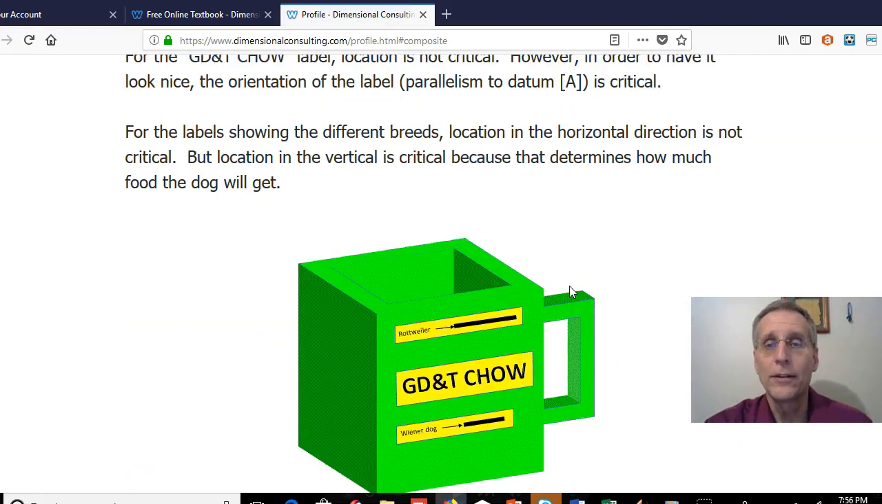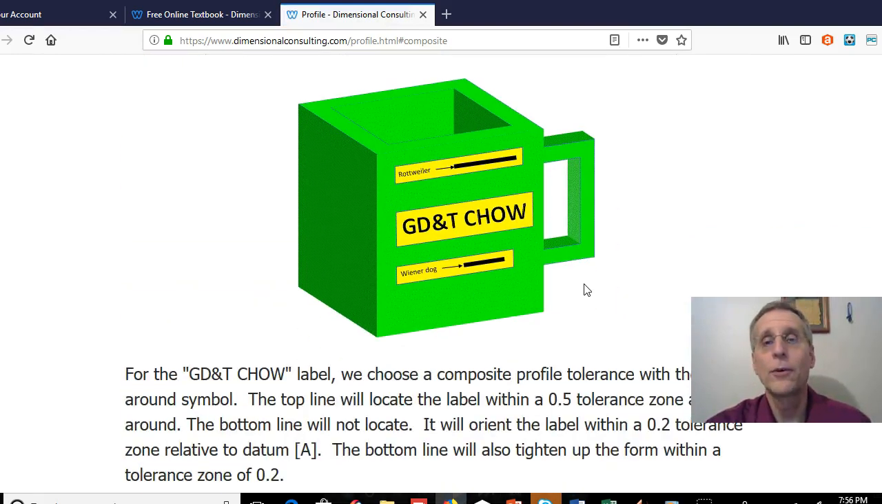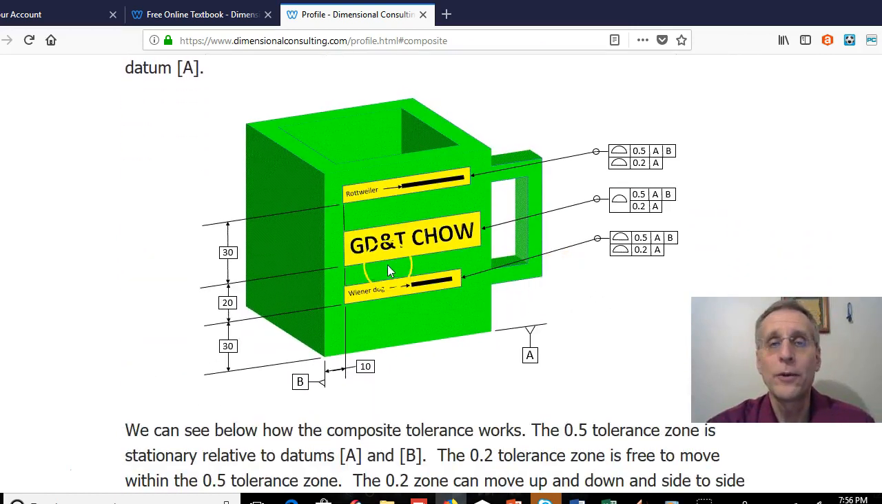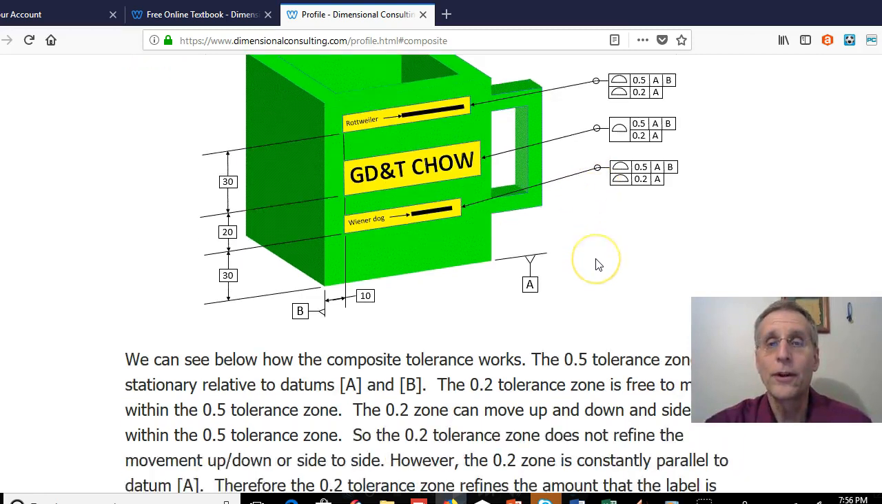Just as an example of some of my dog things in here, we have composite profile versus multiple single segment. So we have a cup here that you use for measuring your dog food, how much dog food to give your dog on a given daily basis. And we have some of the stickers dimensioned, some with a composite tolerance, some with a multiple single segment. It talks about why you would do one or the other.